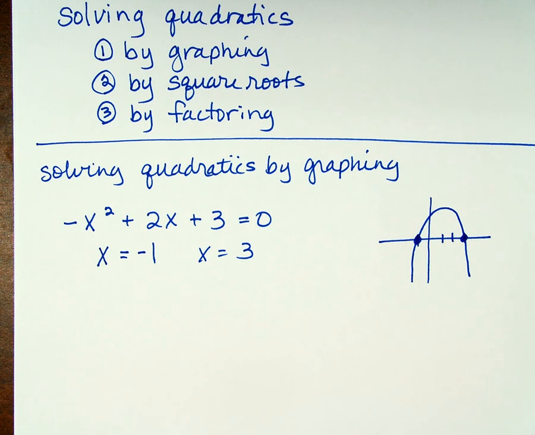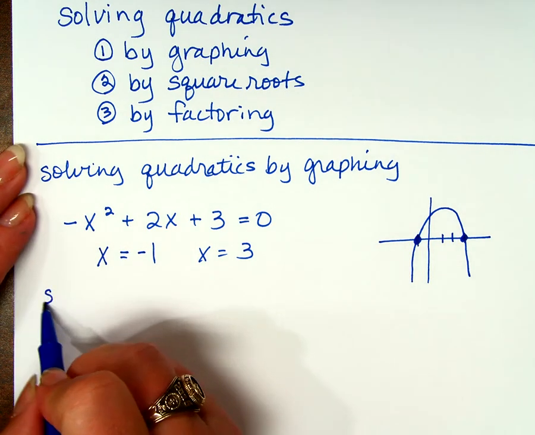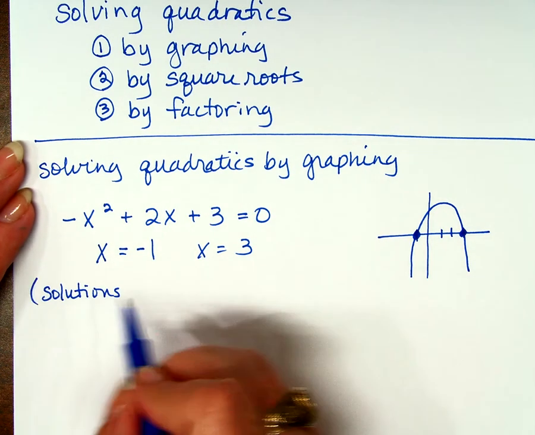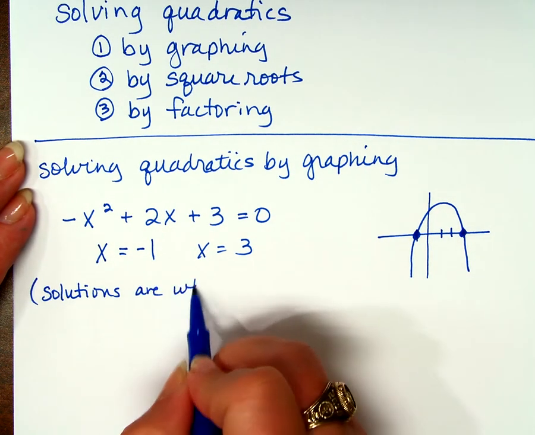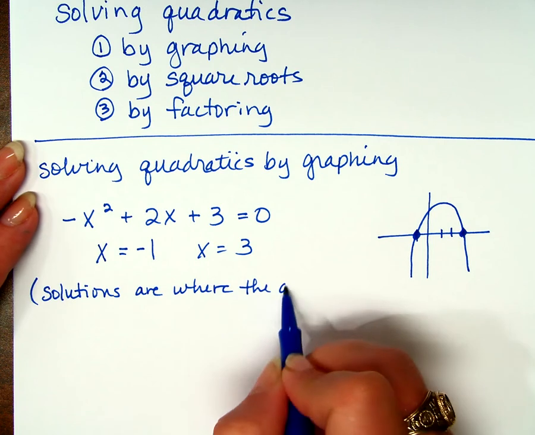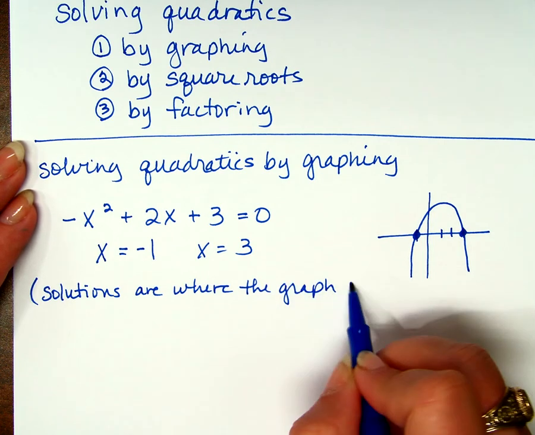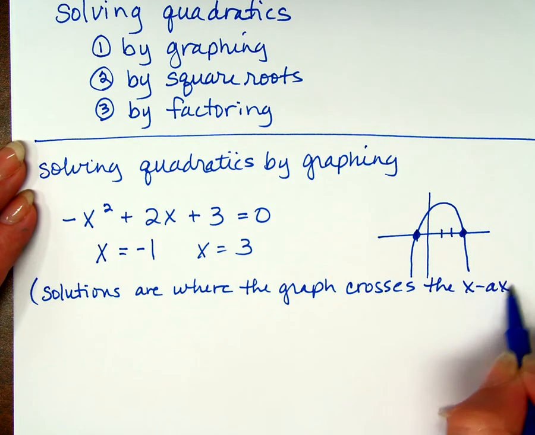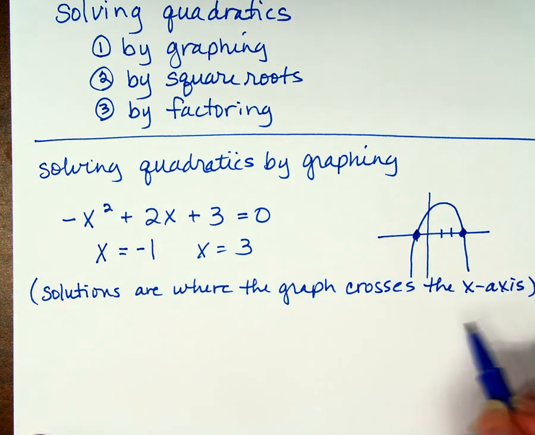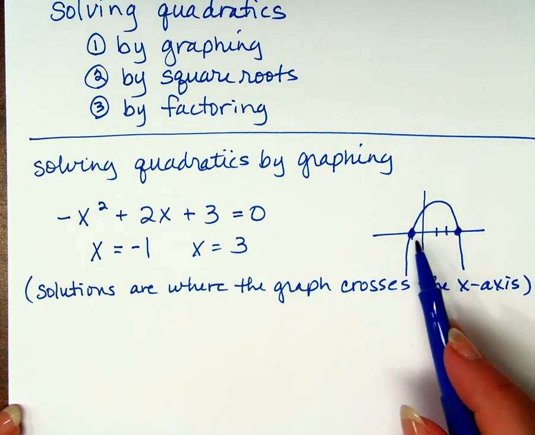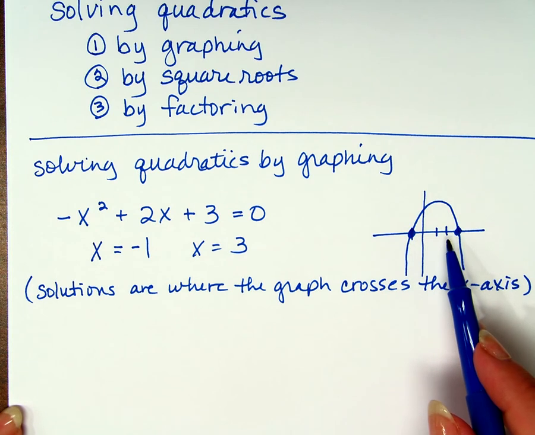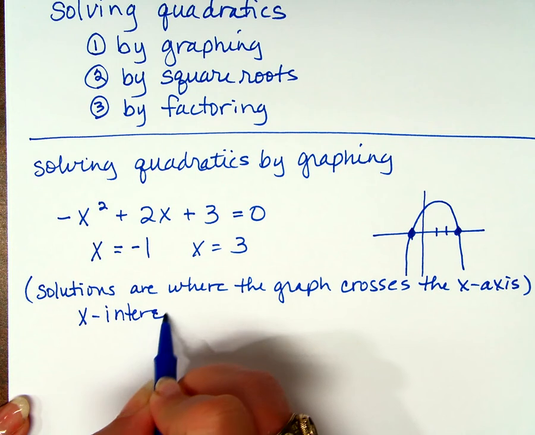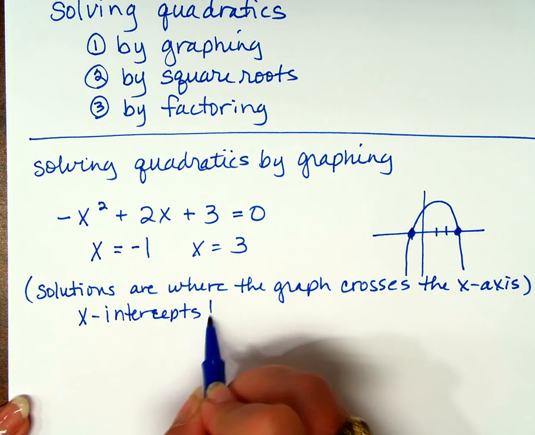Okay. So let's be clear. The solutions, just like you said to me earlier, the solutions are where the graph crosses the x-axis. Do these have a name? Oh, they're called the x-intercepts. The x-intercepts.